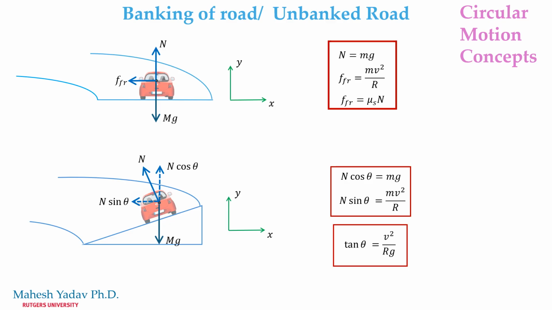Now it is simple. Divide the two equations and get tan theta equals v squared by r times g. See that it does not need friction if you have the right speed, depending on the banking angle. I hope this video showed the importance of choosing the right coordinates and banking of the road. We will end the video here.